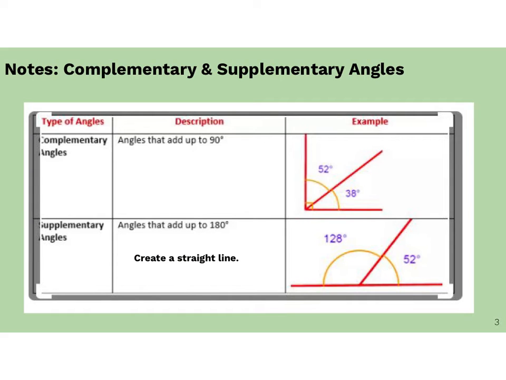The other 2 vocabulary words are complementary and supplementary. So complementary angles are going to add up to 90 degrees. They make a right angle. So these 2 angles together are complementary. And supplementary angles add up to 180 degrees, which means together they make a straight line. So 128 and 52, those 2 angles together are supplementary because if you add them together, they equal 180. And if you look down here, when you put those angles together, they create a straight line.